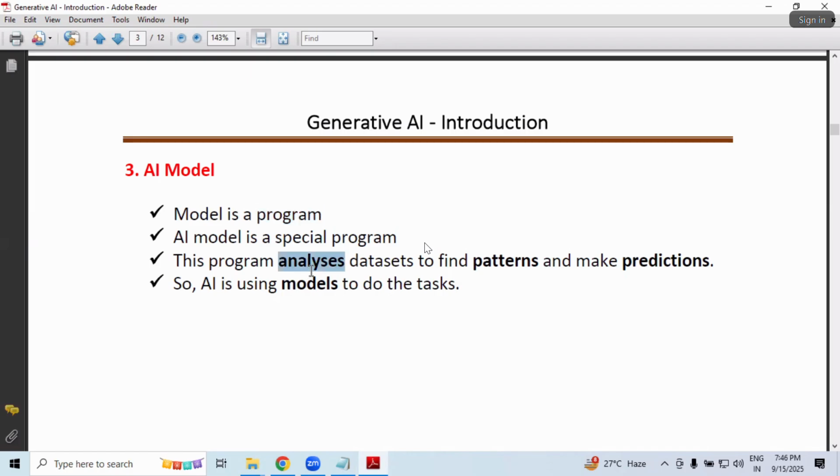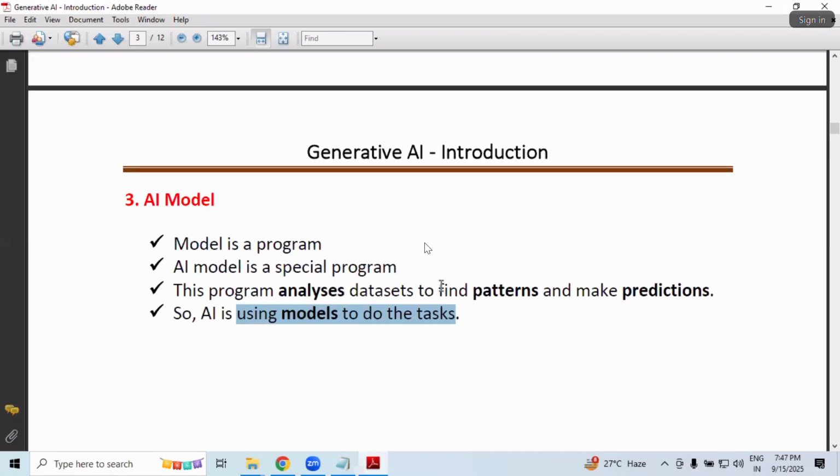This program analyzes a data set to find the pattern. If you give the data, the model can capture the pattern, meaning knowledge, and after that it is learning the patterns. Then it will do making predictions. Very nice.